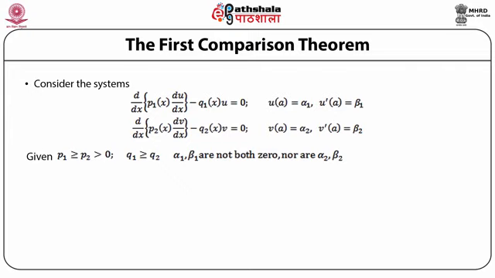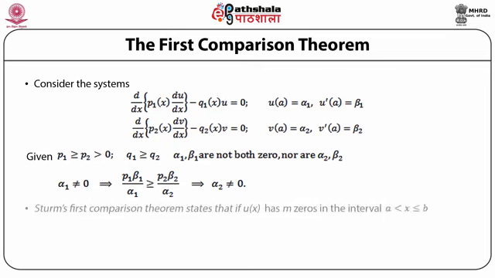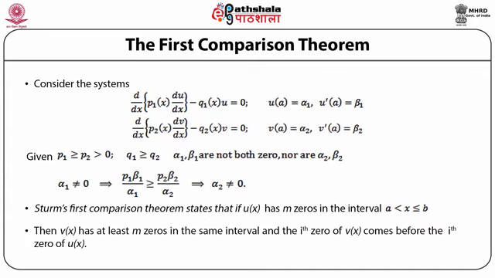We assume that alpha 1, beta 1 are not both 0, nor are alpha 2, beta 2. Further, if alpha 1 is not equal to 0, then p1 into beta 1 divided by alpha 1 is greater than or equal to p2 into beta 2 divided by alpha 2. This implies alpha 2 is not equal to 0. Thus, Sturm's first comparison theorem states that if u of x has m zeros in the interval x lying between a to b, then v of x has at least m zeros in the same interval and the ith zero of v of x comes before the ith zero of u of x.